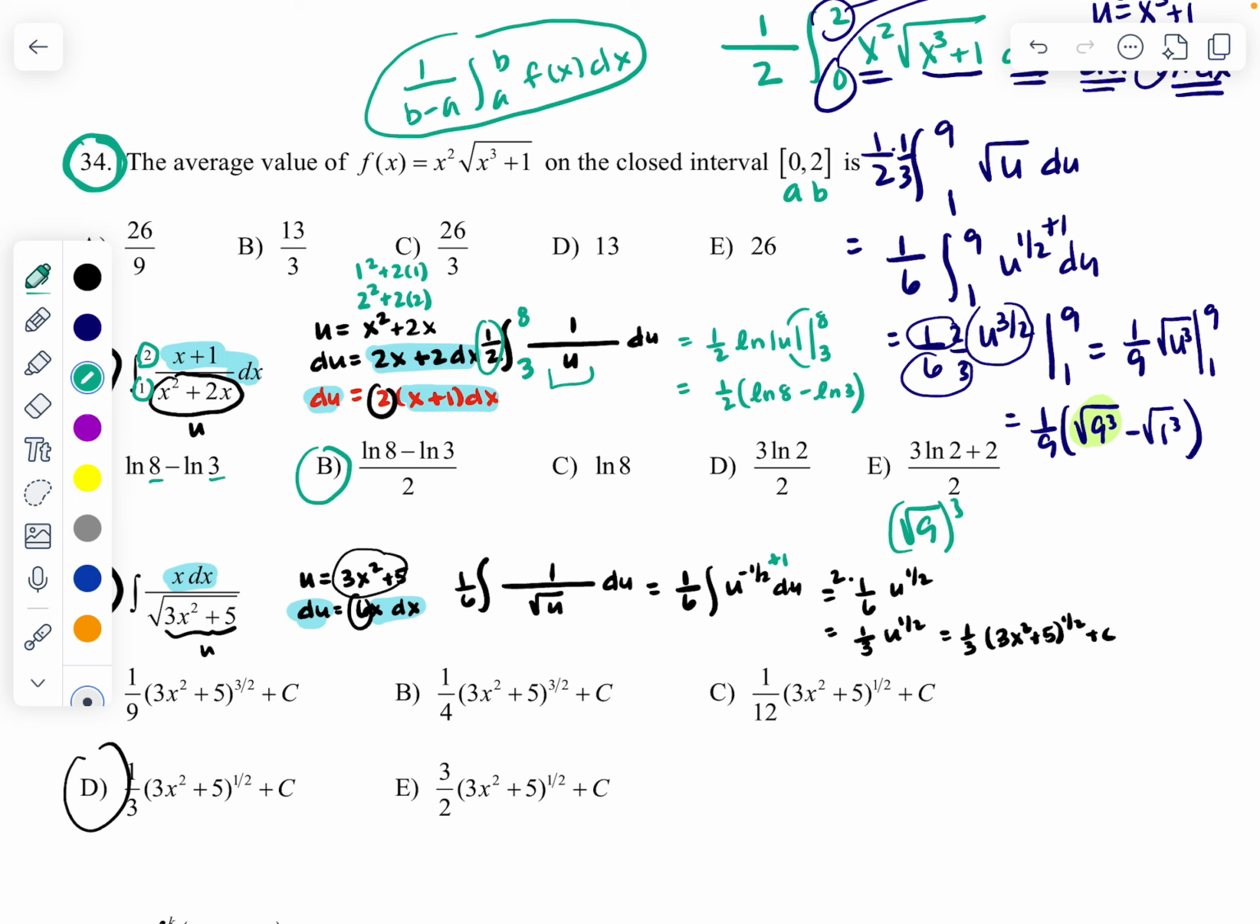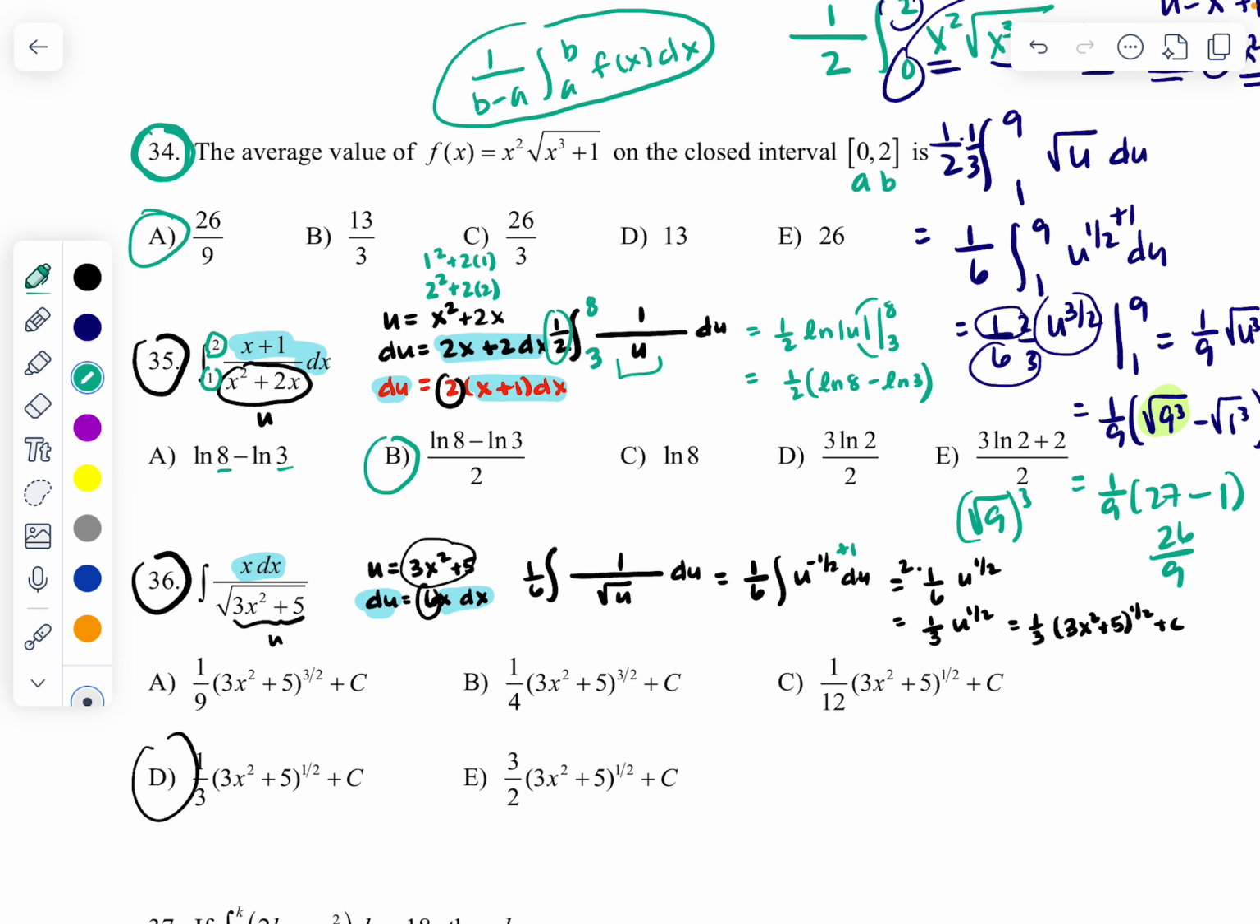So the square root of 9 is 3, 3 cubed is 27. So this would be 1/9 times 27 minus the square root of 1 cubed, which is just 1. So this would be 26 times 1/9, which is 26 over 9. Okay, so that answer would be A.